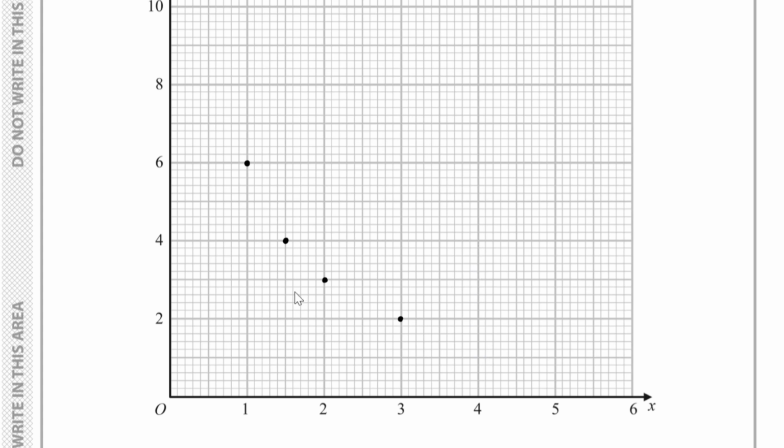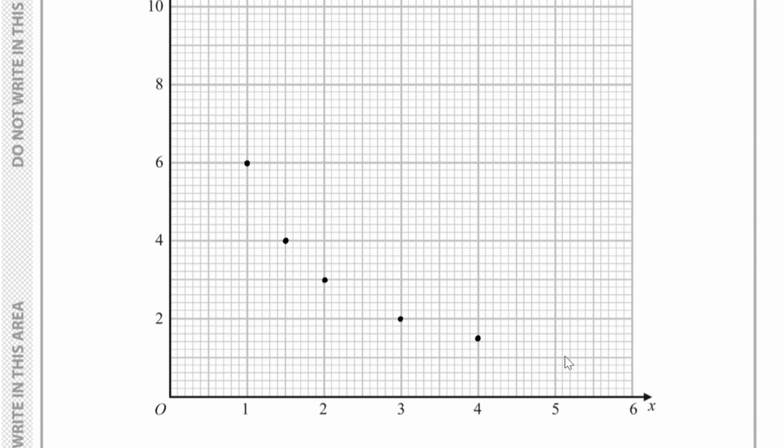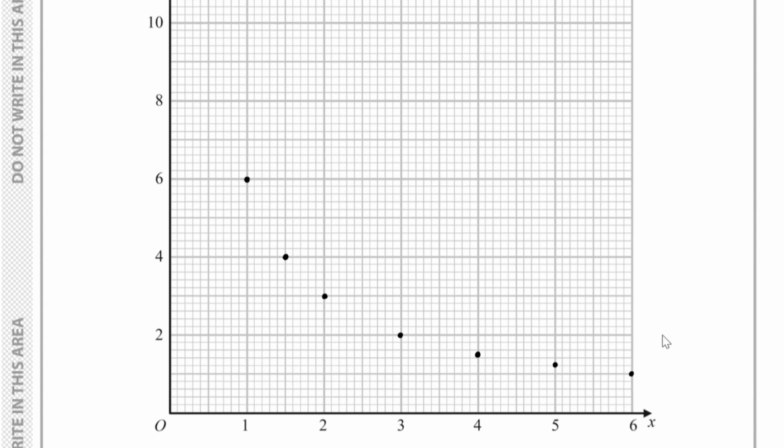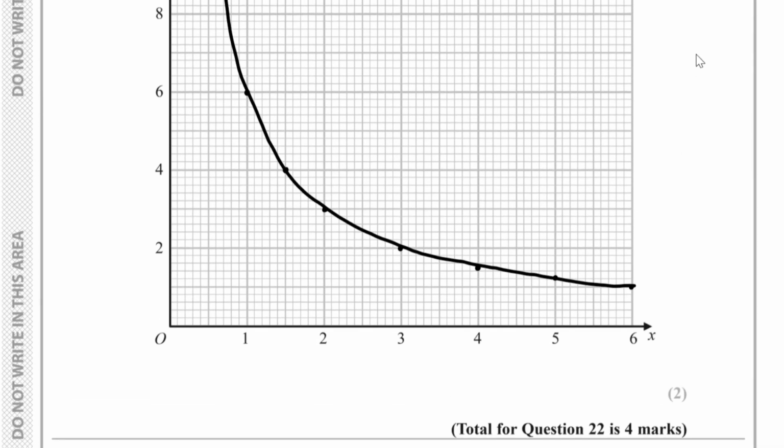Well, let's just double check this value. When x is 1.5, y is 4, then when we've got 2, we've got 3, then we've got 3, 2, then we've got 4, 1.5. Well, 1 is over here and 1.5 would be in between those, and then 1.2 is over here, and 6, 1 is over here. So what we need to do is join these up with a smooth curve, such as the one we see here.